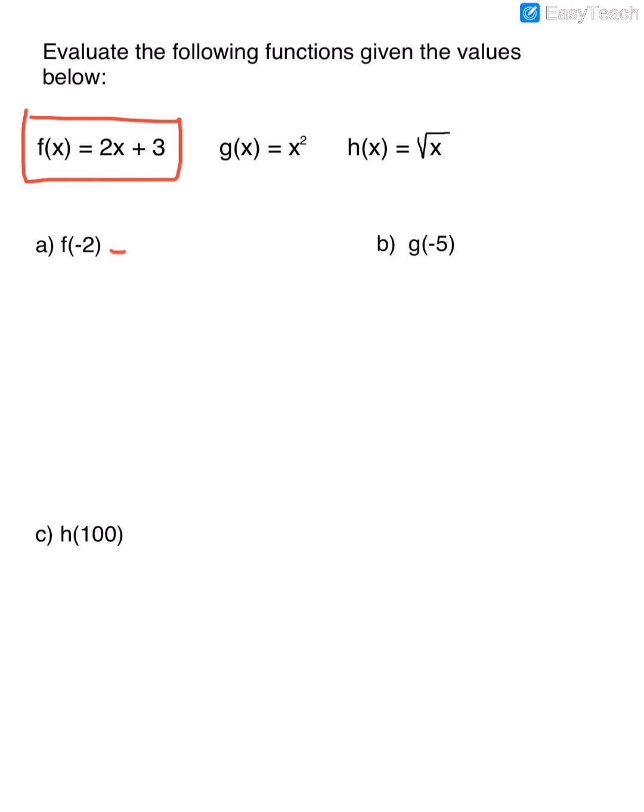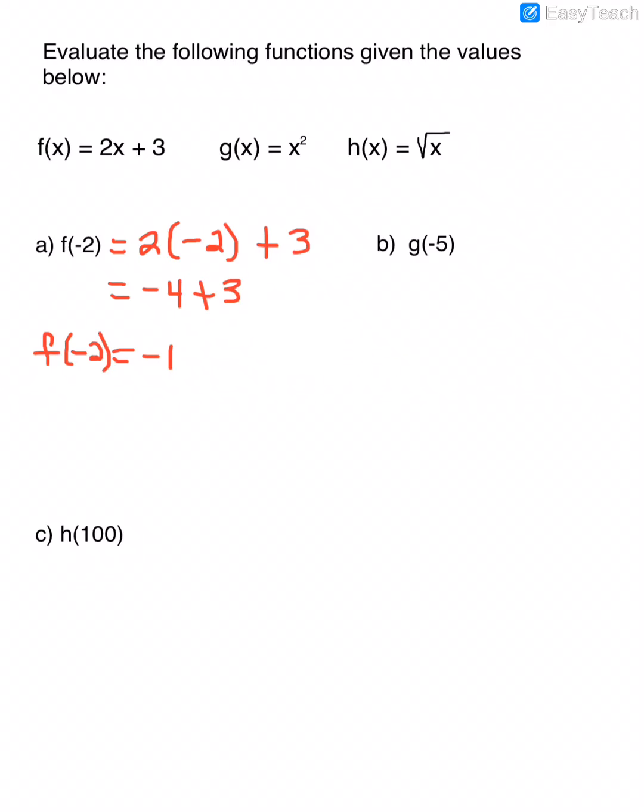So let's do that. We're going to plug in negative 2 where the x is. So I have 2, and I'm plugging in negative 2 where the x is, plus 3. Now that f of negative 2, this part of the function, we don't do anything with that. That's just the name. So we're only working with the right side of the function. Okay, so 2 times negative 2, that's negative 4, plus 3, which would be negative 1. So f of negative 2 equals negative 1.